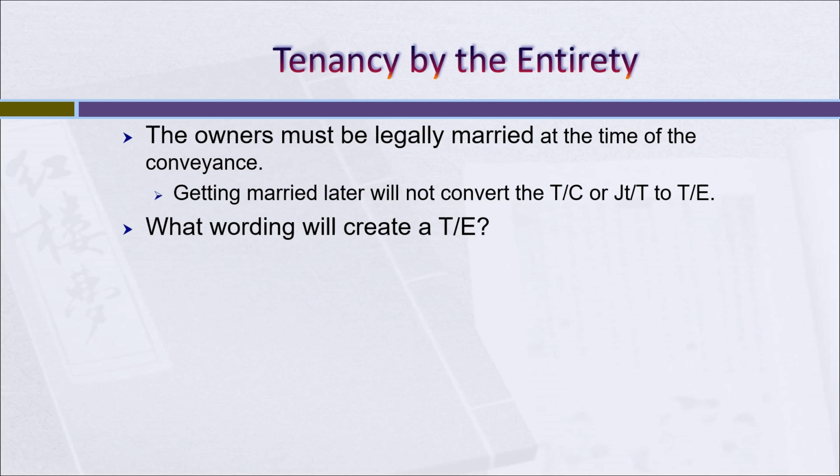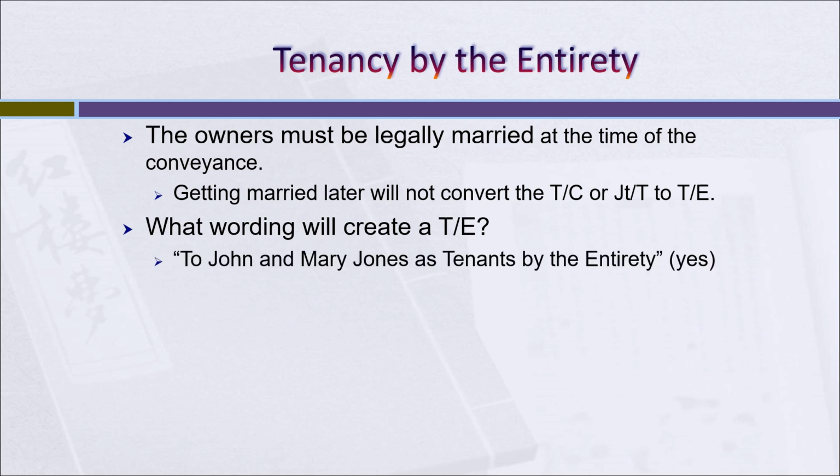What wording is necessary in a conveyance to create a tenancy by the entirety? Well, let's look at several possibilities. One of them is "to John and Mary Jones as tenants by the entirety." Here the intent is expressly spelled out, and there's no doubt at all that that will work, assuming that they're married, to give them a tenancy by the entirety.